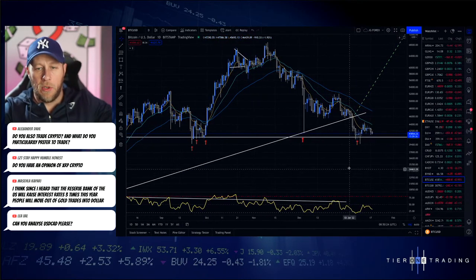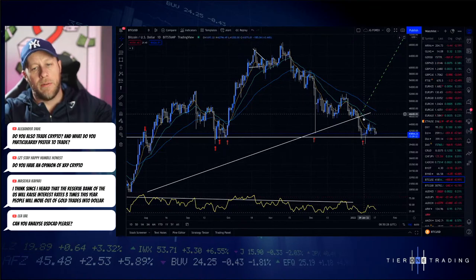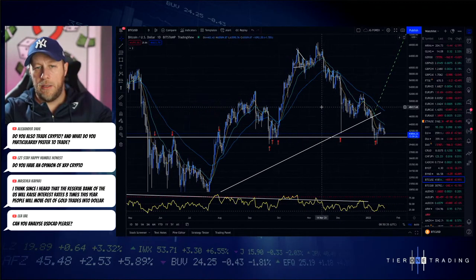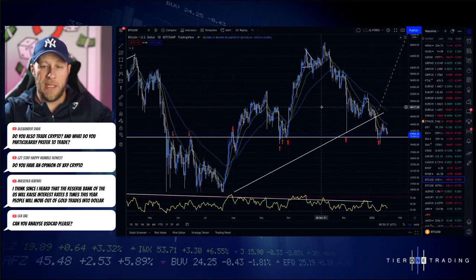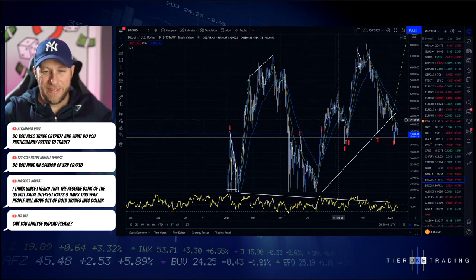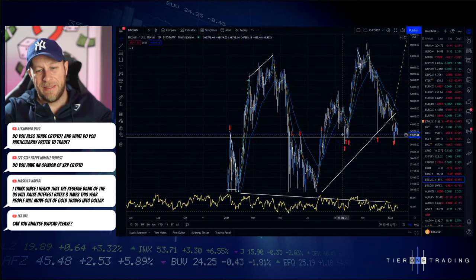Bitcoin's at a nice support level, by the way. We went through this last week. Very, very nice support level here on Bitcoin. This is basically where I got in February.